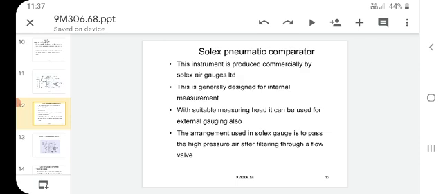This instrument is produced commercially by Solex Air Gas Limited. This is generally designed for internal measurements. With a suitable measuring head, it can be used for external gauging also. The arrangement used in the Solex gauge is to pass the high pressure air, after filtering, through a flow valve.